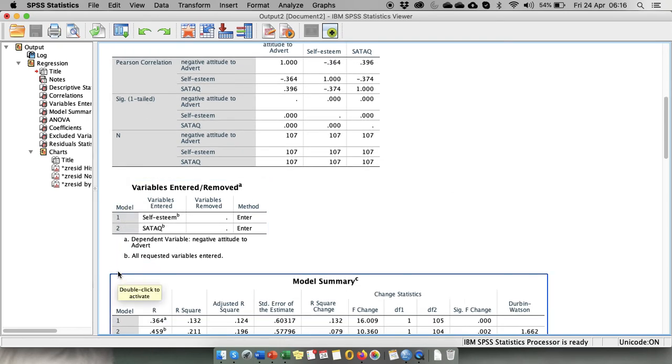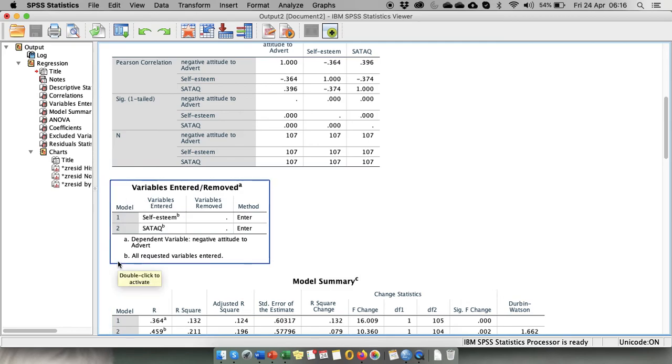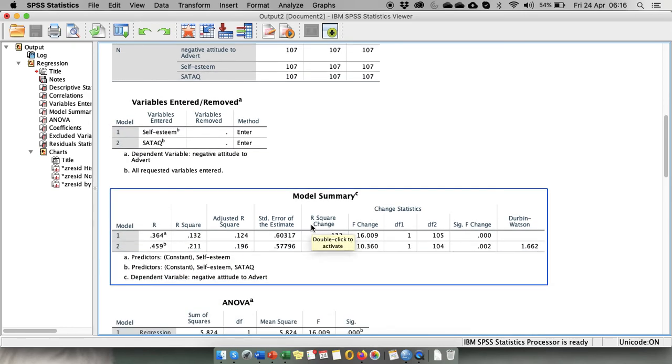This table explains which variables were entered in a model. So we see model 1, also referred to sometimes as step 1, we only entered self-esteem, and in step 2 we only entered the media pressure scores. The model summary table explains how much variance each of the predictors explained in our dependent variable, and we can see that model 1, in which we only had self-esteem, explained 13.2% of variance in negative attitudes towards the advert, and it was significant.